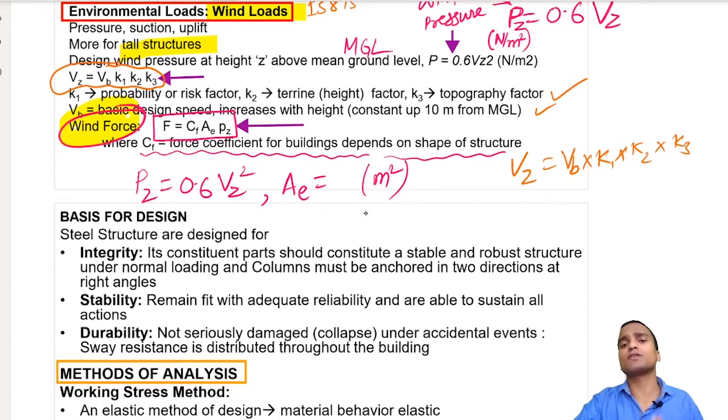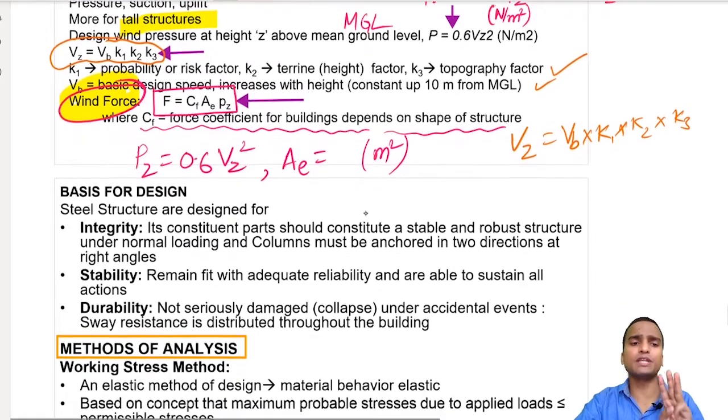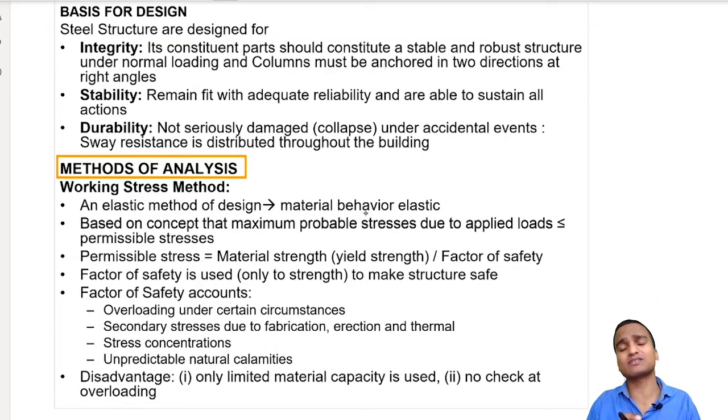Now, what is the design philosophy behind the design of any structural member? There are three requirements, whether you do RCC construction or steel construction. First one is the strength or integrity, whatever you say. The second one is the serviceability. Third one is the durability. Now, integrity means the strength, and strength means its constituent parts should constitute a stable and robust structure under normal loadings, and columns must be anchored in two directions at right angles. It means the structure has sufficient strength so that it may not get loosened or fail.